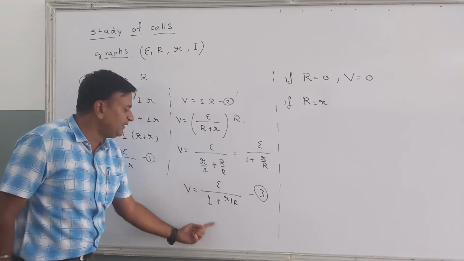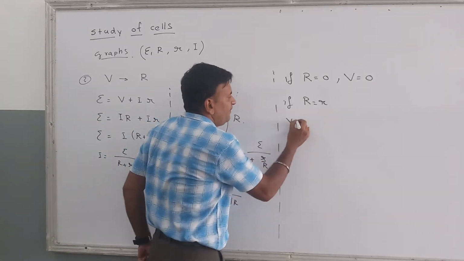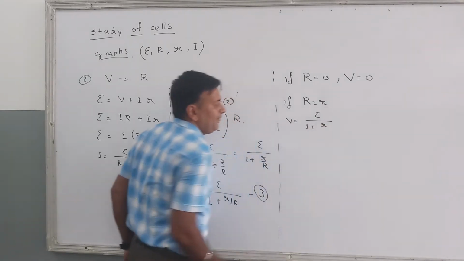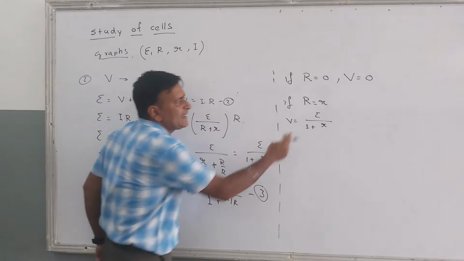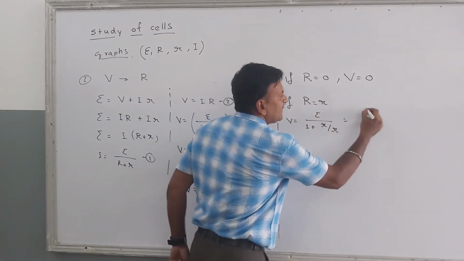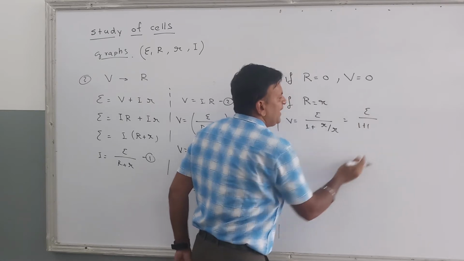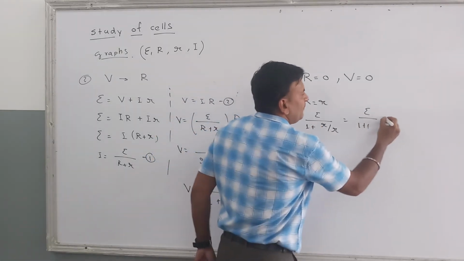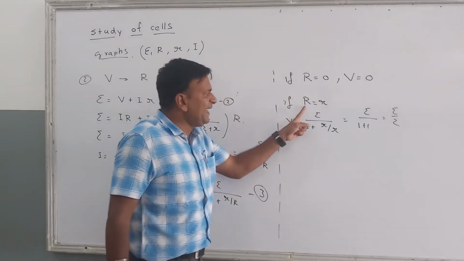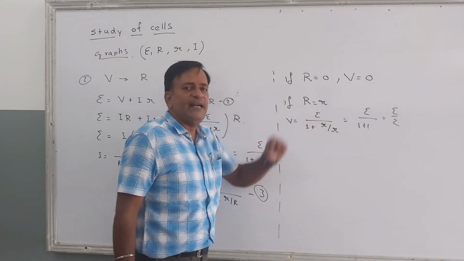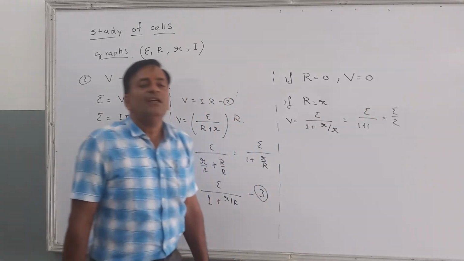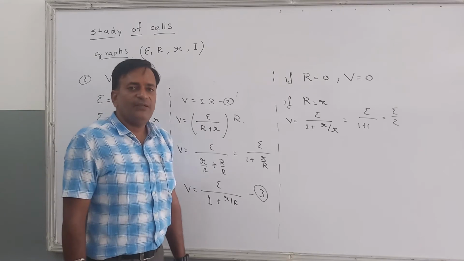Now coming to equation number 3. V is equal to epsilon times R by (r plus R), and instead of external resistance, I have to put this value r. That is epsilon times r by (r plus r), which is epsilon by 2. So if external resistance is equal to internal resistance, the potential difference is half of the EMF.